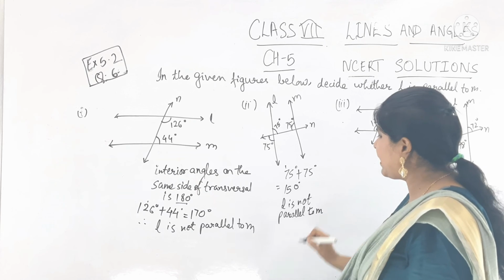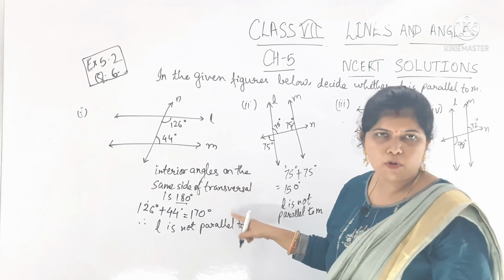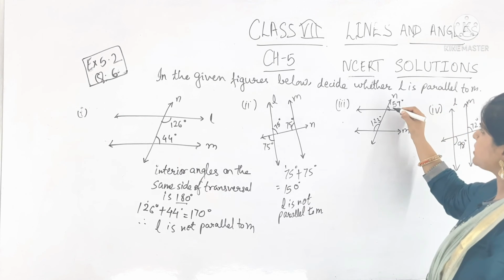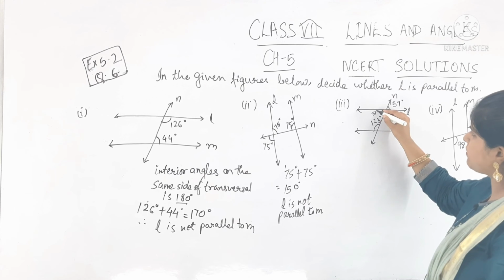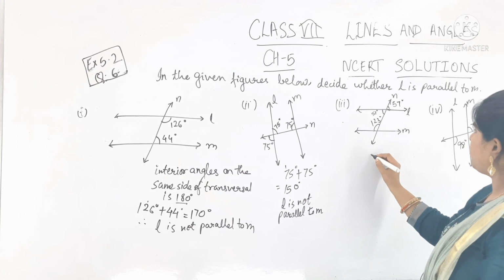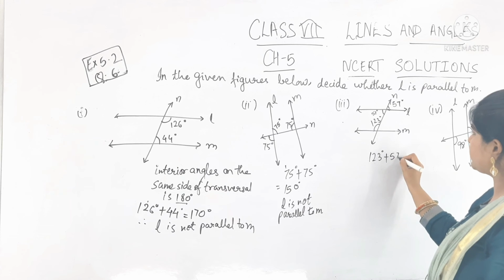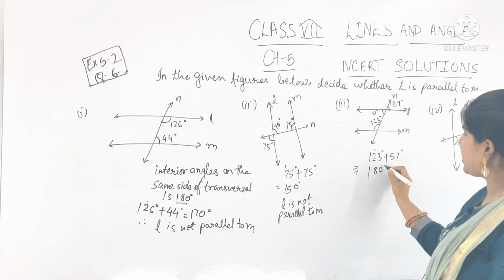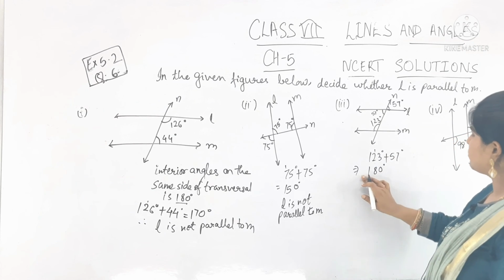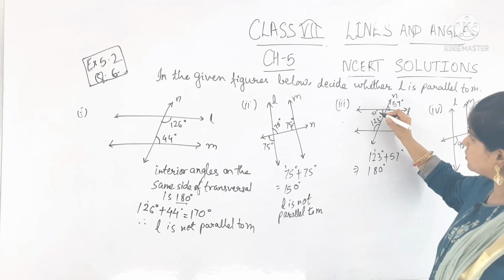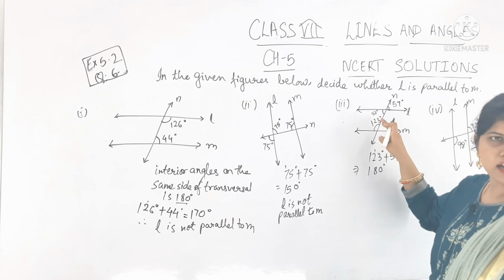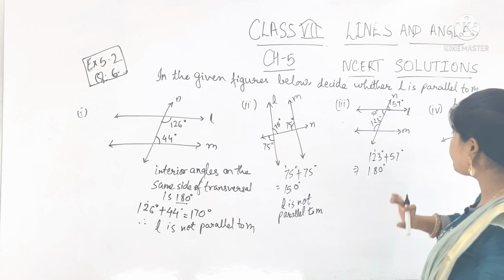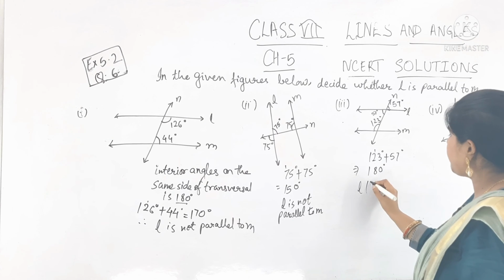For two lines to be parallel, we should have this property fulfilled. Here 123 degrees, and here 57 degrees by the vertically opposite angle. So 123 degrees plus 57 degrees gives 180 degrees. You have to find this angle because you have to sum the interior angles on the same side of the transversal. This is also an interior angle on the same side of the transversal. So L is parallel to M.